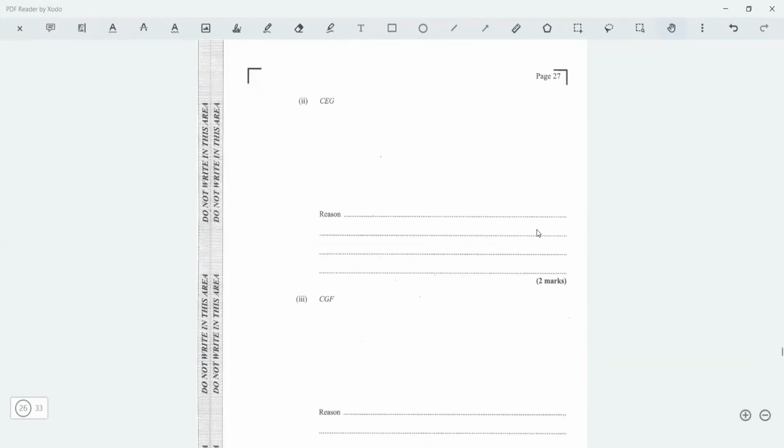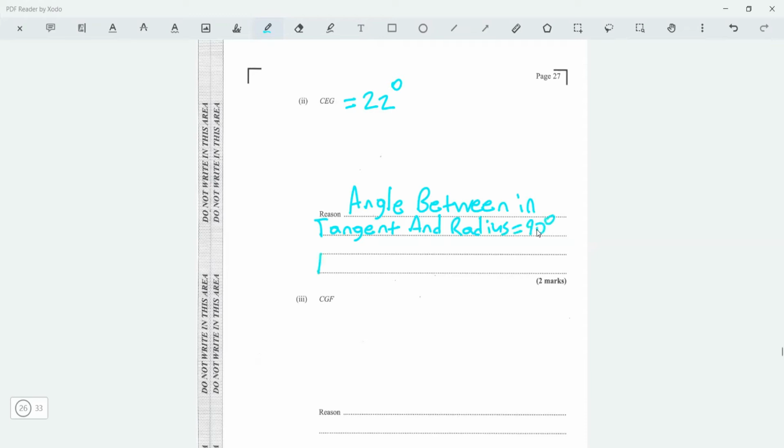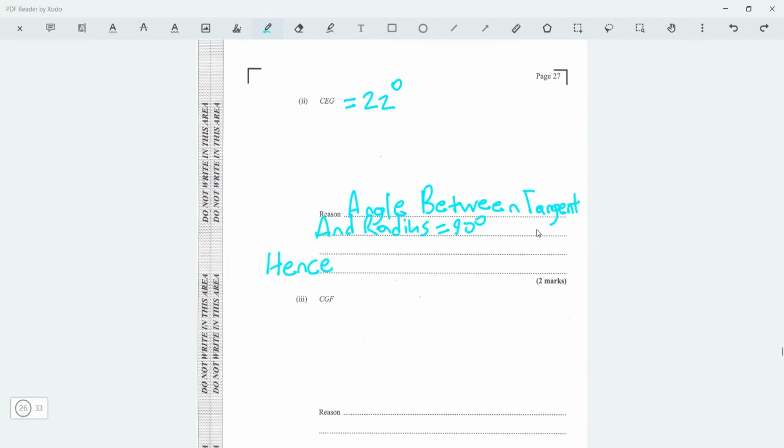So we can write that CEG is 22 degrees. What's the reason? Angle between tangent and radius is 90. That's the theorem we use. Angle between the tangent and radius is equal to 90 degrees. So we can tell them, hence, we know that angle CEG is equal to 90 minus 68, which is 22 degrees.